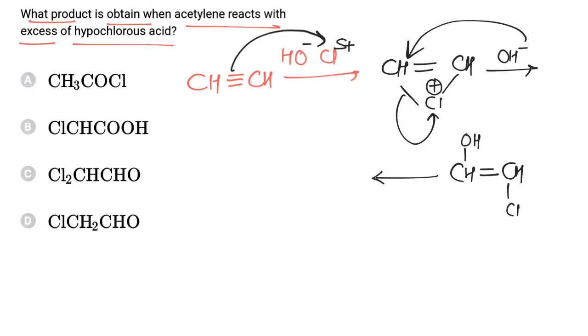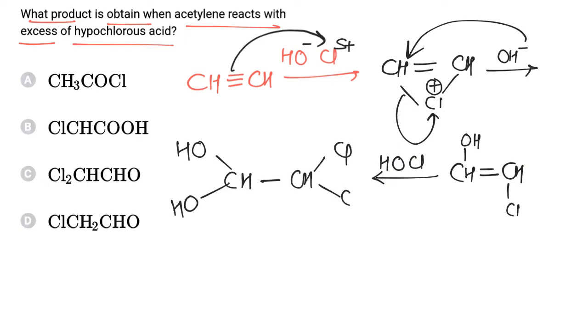Now this molecule still has one double bond, so it can react with another mole of HOCl, so it will be converted to CH, OH, OH, CH, Cl2. Now two OH groups on the same carbon will be unstable, so this will involve removal of a water molecule, and after removing the water molecule it will be converted to CH, Cl2, dichloroacetaldehyde, and hence the correct answer is C.